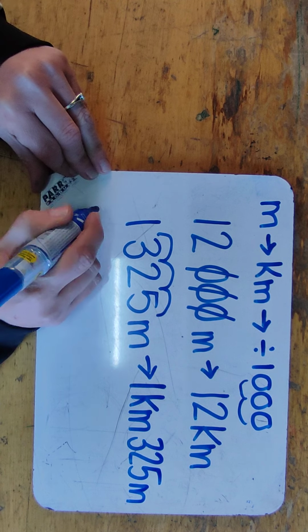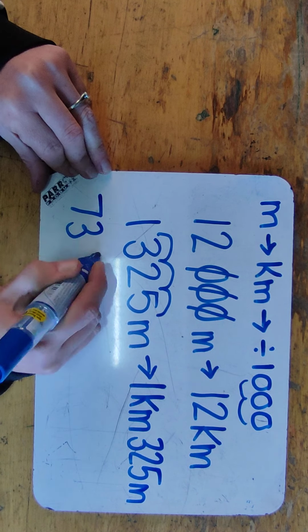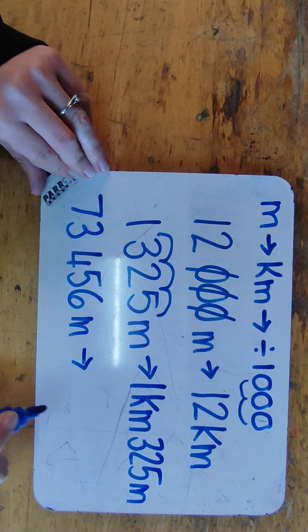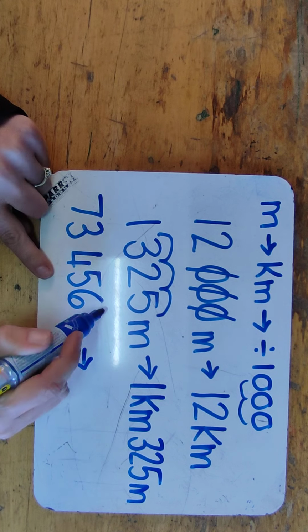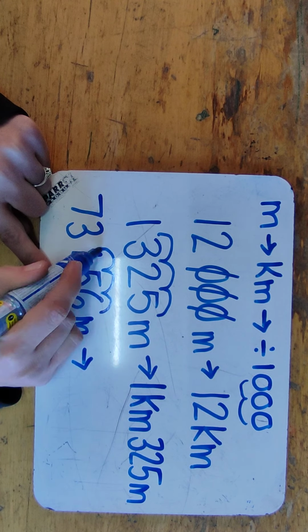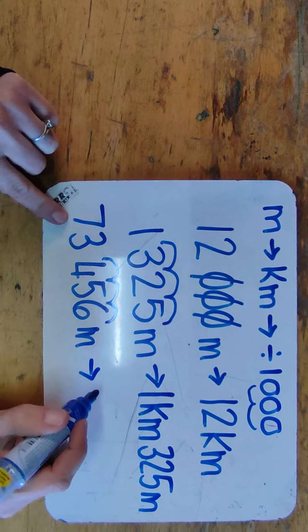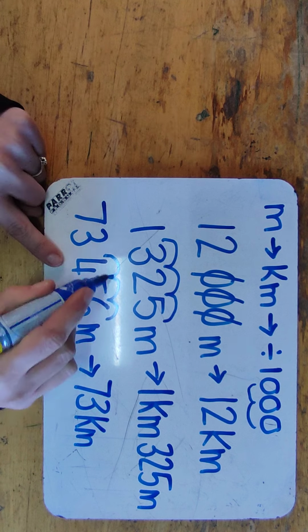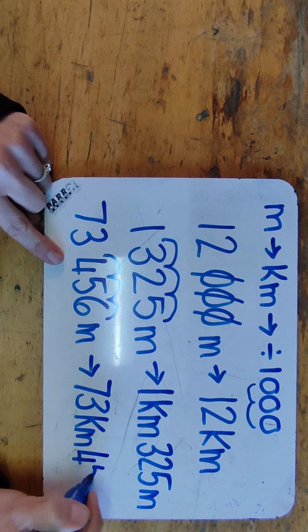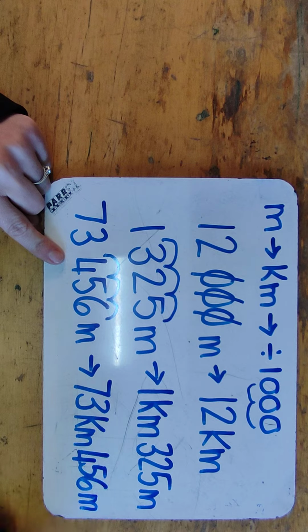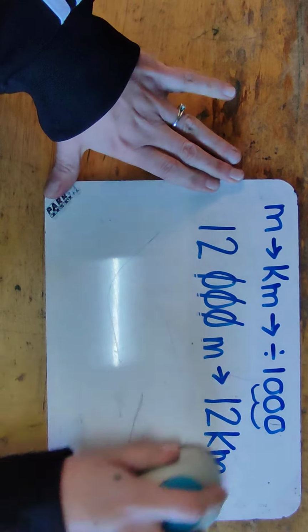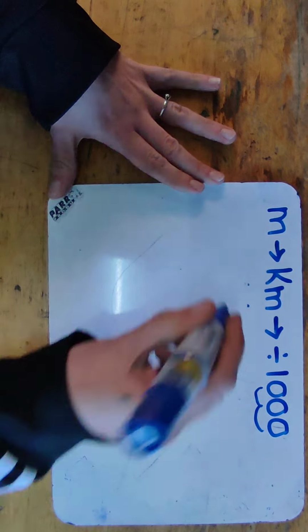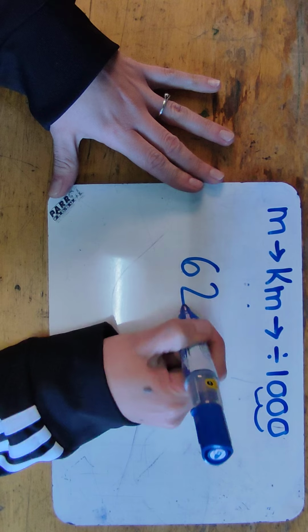So same again with, let's do 73,456 meters. Okay, again, start from the end of the number and I hop 1, 2, 3 times. Anything that's before the hop, 73, is my kilometers. And anything that I had to hop over is the amount of meters that are left over, 456 meters.